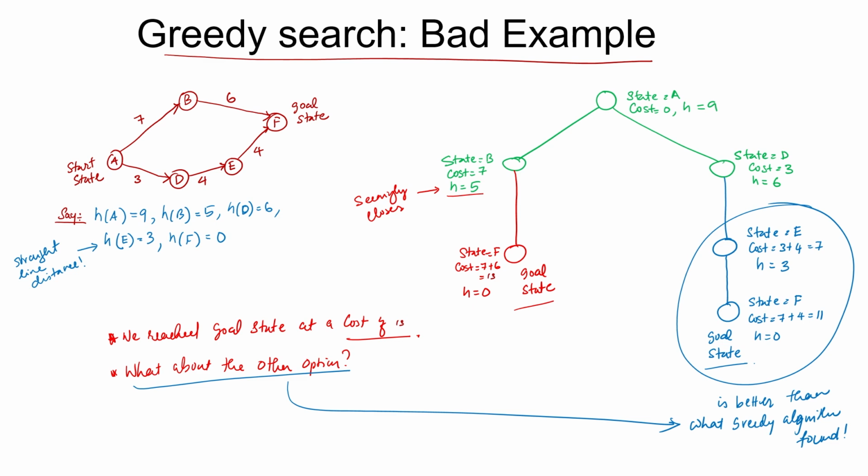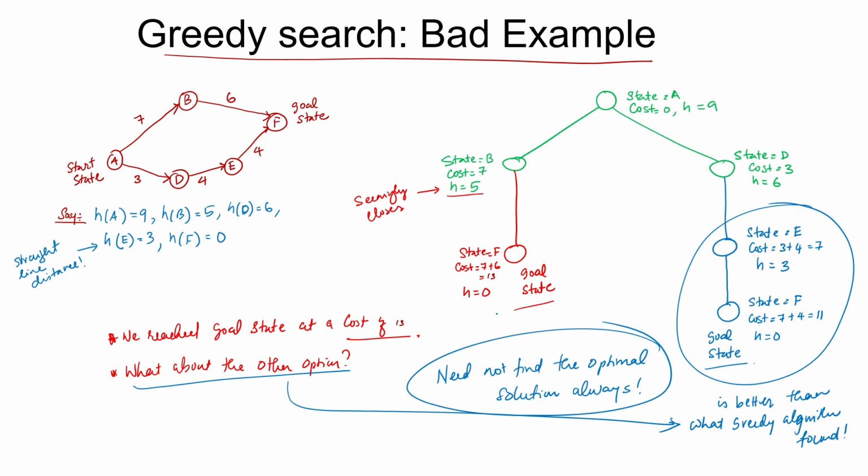The question that we asked yesterday was that is it always find the optimal solution? Need not. It need not find the optimal solution always. That is the key takeaway out of this contrived example, to tell you that it need not be true all the time. Then what is the solution to this problem?